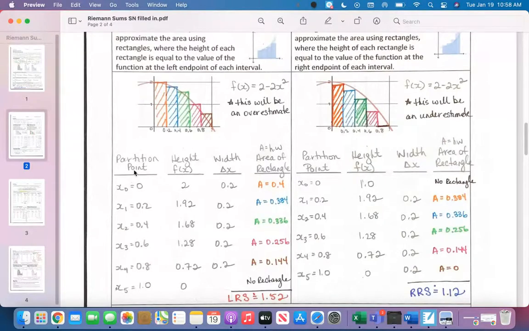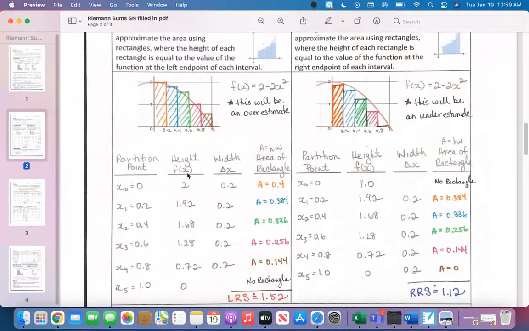So I say, okay, well, I've got my partition points for my rectangle. I call this x naught because it's like my first x value at 0, my x1 at 0.2, my x2 at 0.4, my x3 at 0.6, my x4 at 0.8, and my x5 at 1. So those are my endpoints for my rectangles. I call them partition points.